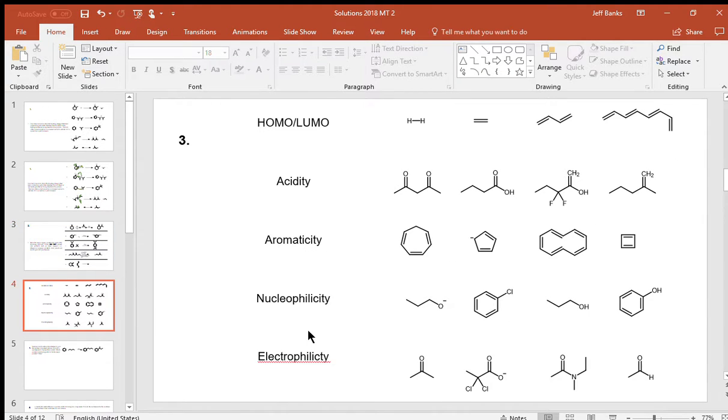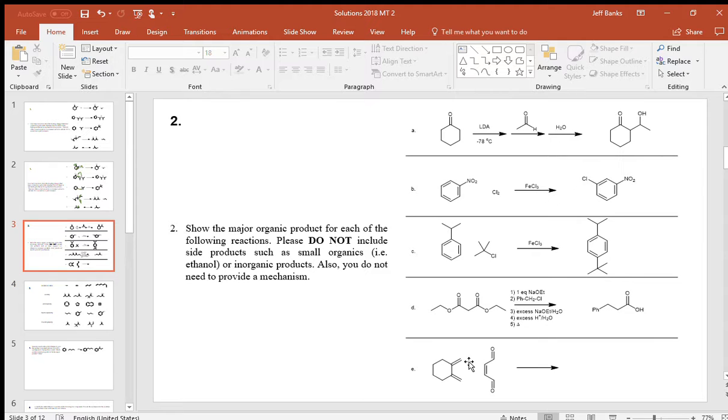The final reaction is simply a Diels-Alder reaction, and you just have to realize that you're going to form a bond between this carbon and this carbon, this carbon and this carbon, and we're making a cyclohexenol ring. And here we go. There it is right there. And that's our final product.